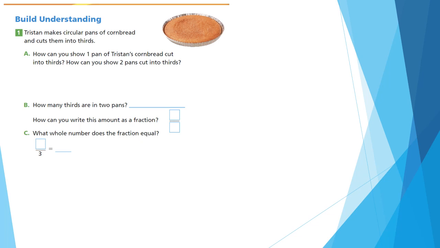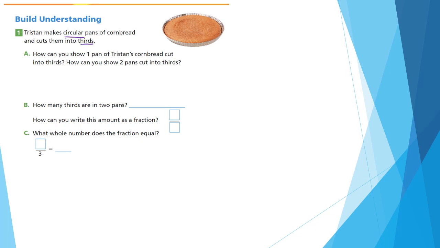Okay, boys and girls, we're on number 1 on Build Your Understanding. I'm going to read the problem, so follow along with me in your books. Tristan makes circular pans of cornbread and cuts them into thirds. So I know that Tristan is making cornbreads, and my pans are circular. If I didn't have that model showing me that it's a circle, I see the word circle in circular, so I'm imagining that my models are going to be circles. And I also know that he's cutting them into thirds.